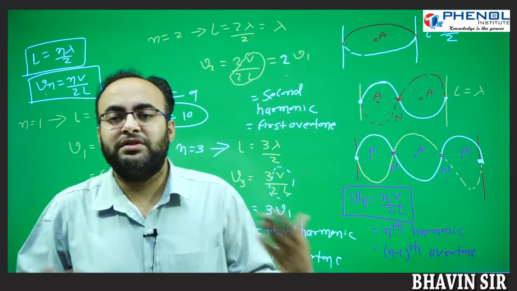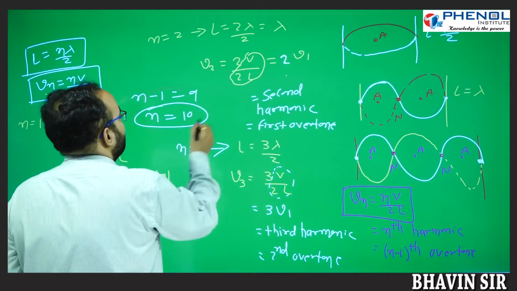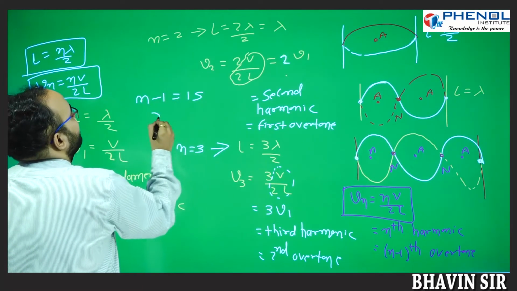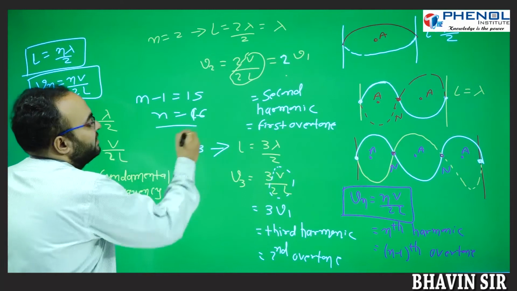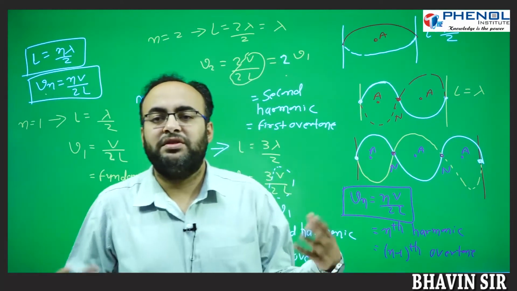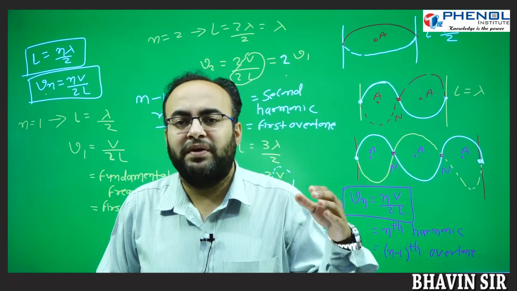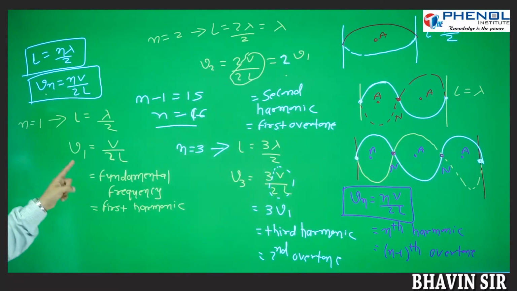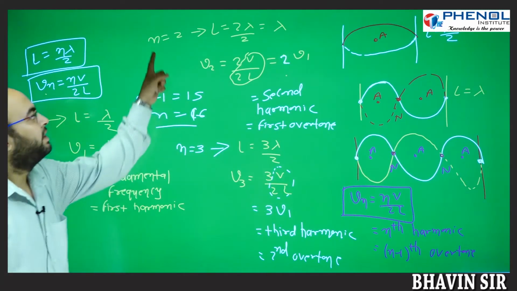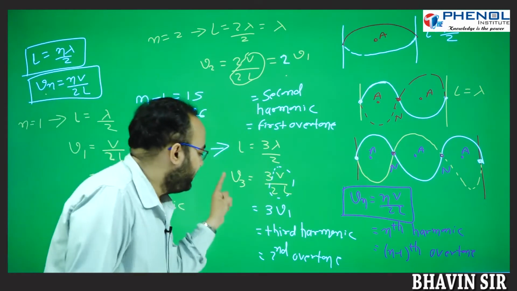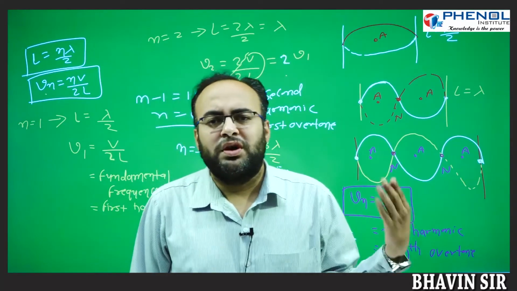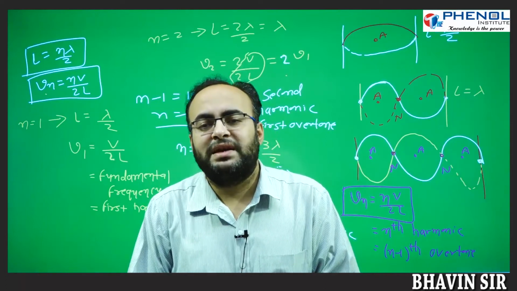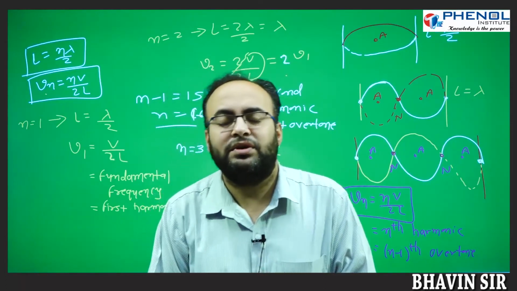If they say 15th overtone, n minus 1 equal to 15, so we take n equal to 16. Then we get the 15th overtone. If they say 5th harmonic, then n equal to 5, because for harmonic, n equals 1 is the first harmonic, n equal to 2 the second harmonic, n equal to 3 the third harmonic. But for overtone take one more. If they say 6th overtone, we take n equal to 7.